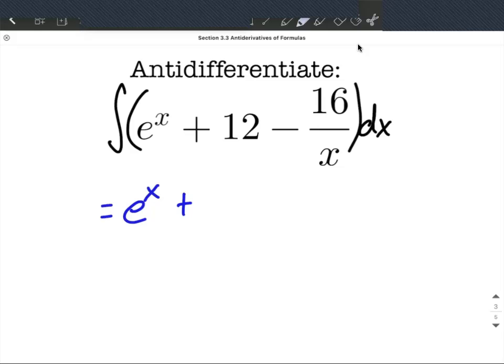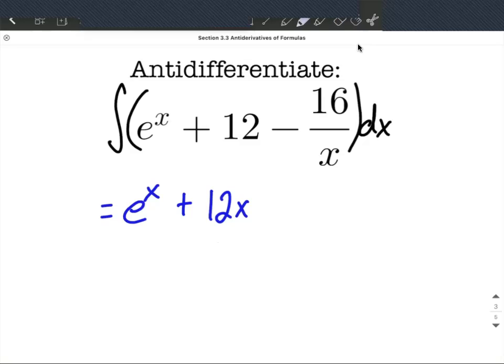On the middle term, it's a constant, so what we could do is go ahead and say, well, the constant comes along, but we have to put an x with it. And we can double check that by thinking, well, what's the derivative of 12x? It works out to be 12, this number in the middle. What's the derivative of e to the x? It's e to the x.